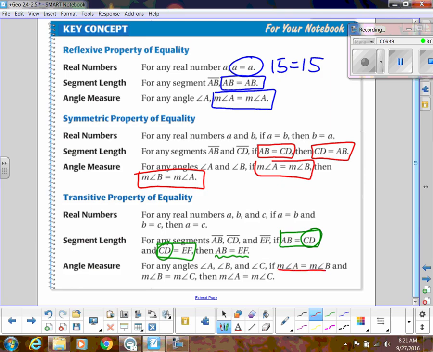And that can also be used for angle measures as well. So if the measure of angle A equals the measure of angle B, and the measure of angle B equals the measure of angle C, you can see that the measure of angle B is repeated, so we can say A and C are equal to each other.